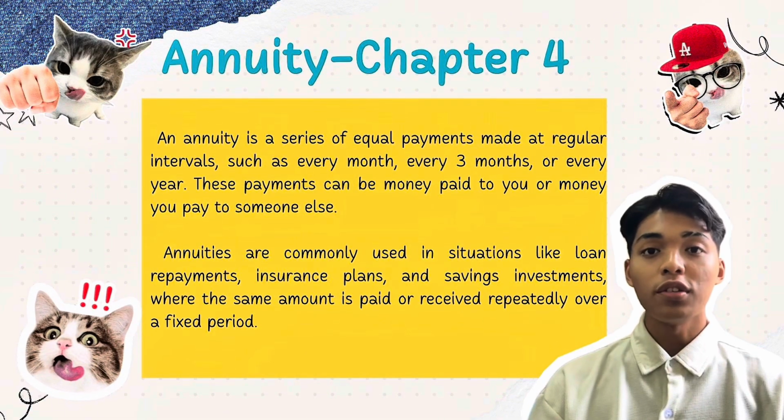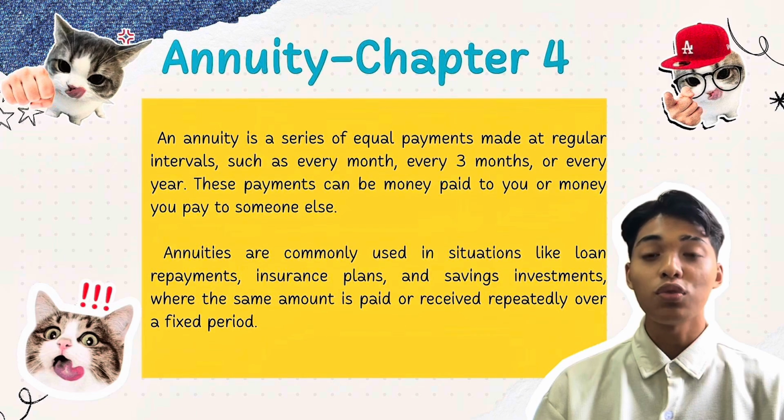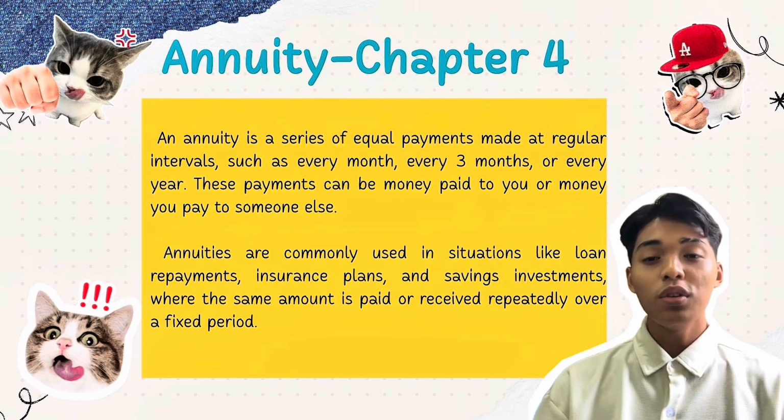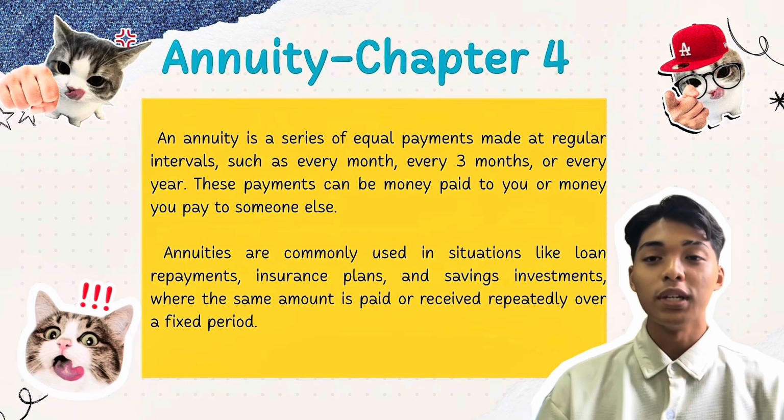An annuity is a series of equal payments made at a regular interval, such as every month, every 3 months, or every year. This payment can be money paid to you or money you pay to someone else. Annuities are commonly used in situations like loan repayment, insurance plans, and saving investment, where the same amount is paid or received repeatedly over a fixed period.